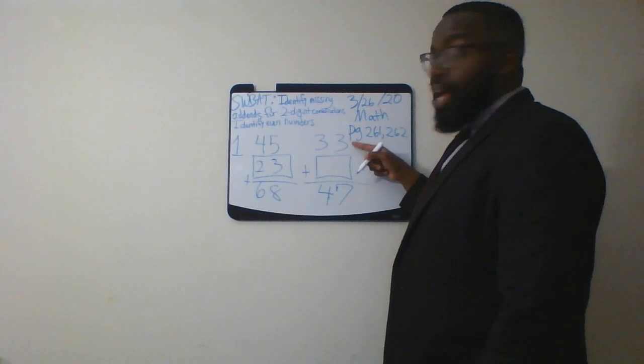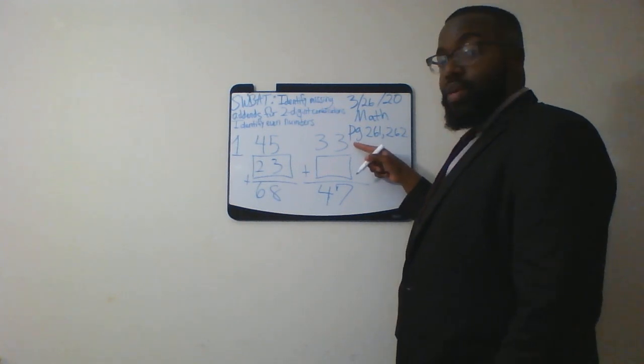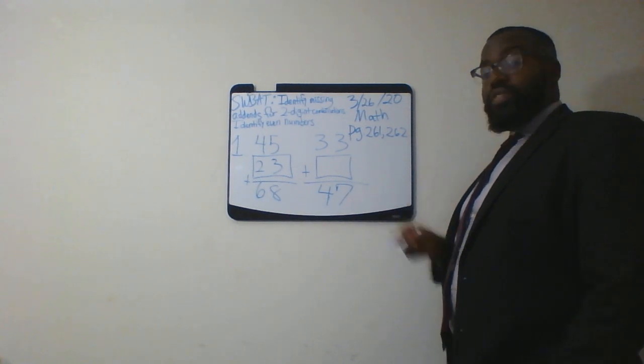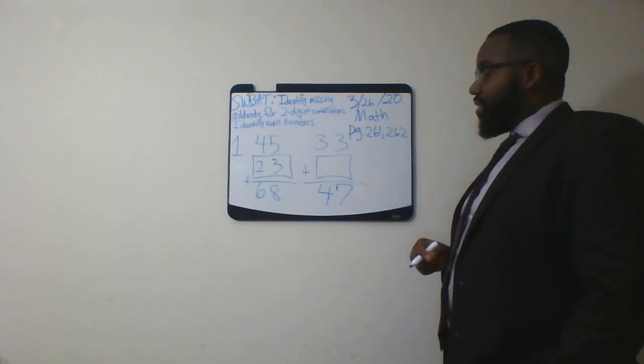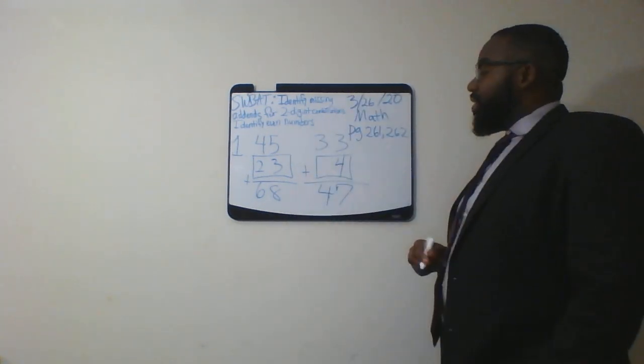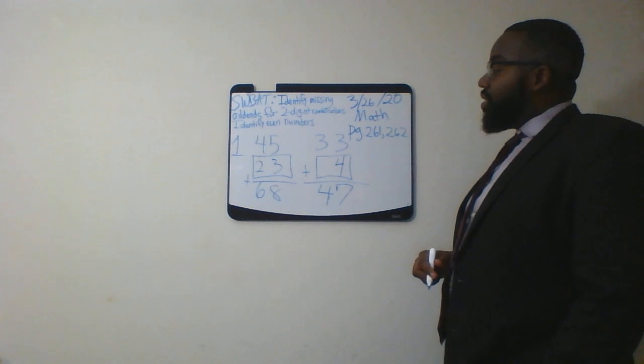Now starting on one side with this 3. 3 plus what will give us 7? Awesome. 3 plus 4 will give you 7. Let's go on to the next one in the next place.